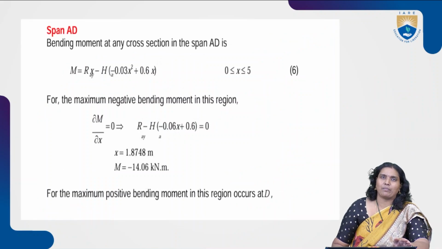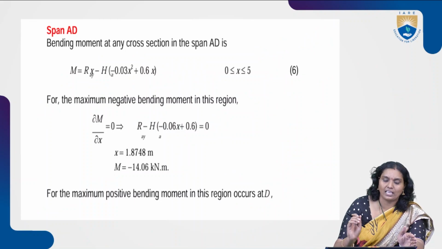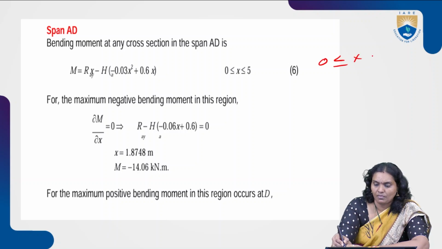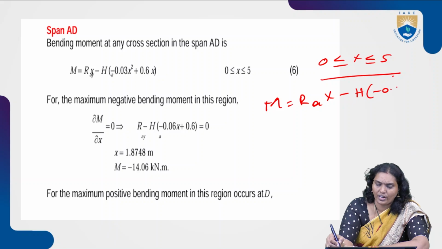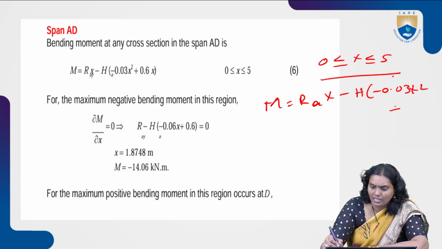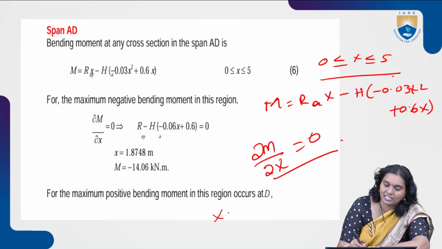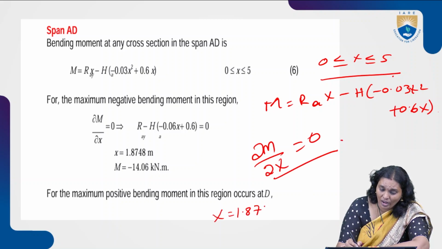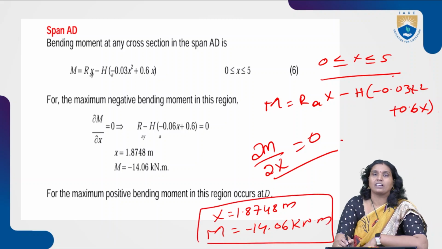After understanding these parameters, now move on to the span AD. The bending moment at any section in the span AD, within these limits of x, is M equal to reaction at A times x minus H times (minus 0.03x² plus 0.6x). Differentiating this with respect to x, finally x is equal to 1.1748 meters, along with the moment of minus 14.06 kilonewton meter, which we get after these calculations.